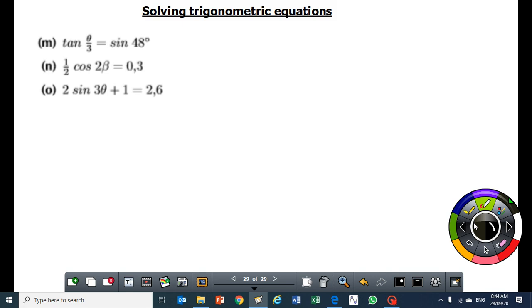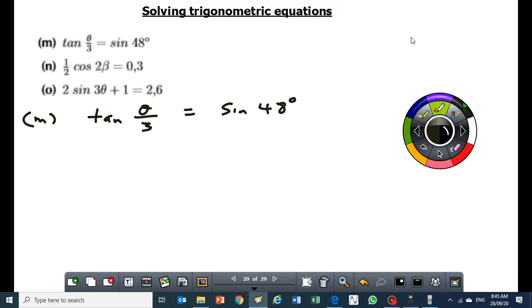First one, we've got tan of theta over 3 is equal to sine 48. Now, I want to remind you that sine 48 is a ratio. So for this one, we can start by writing tan theta over 3 is equal to sine 48 degrees. Now, here you are going to need your calculator. This sine 48, it's a decimal, it's a ratio.